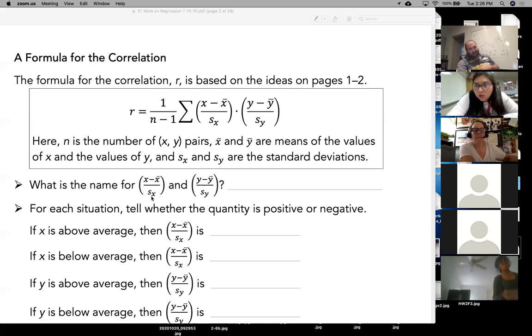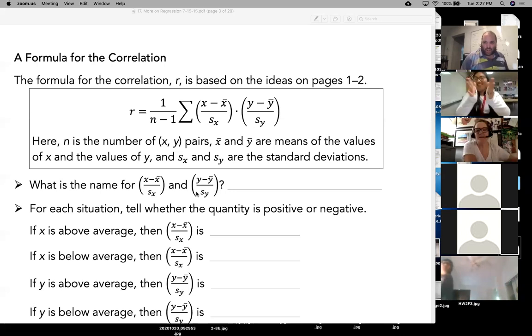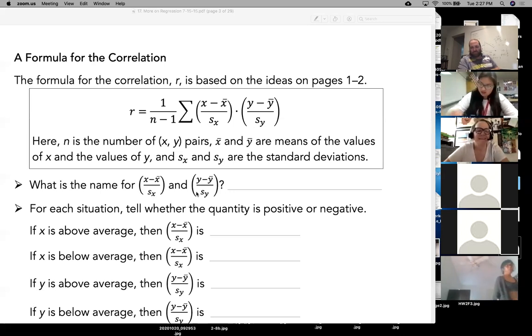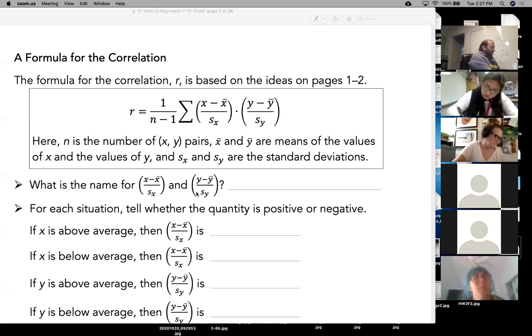X minus x bar over s sub x and y minus y bar over s sub y, those things have a name. What are they called? T-scores or Z-scores? Yes, that's what they're called. Ding, ding, ding. Boom. Z-scores. Awesome.